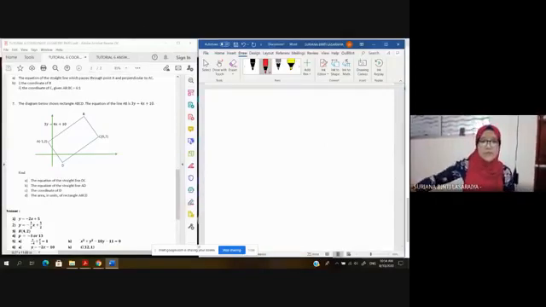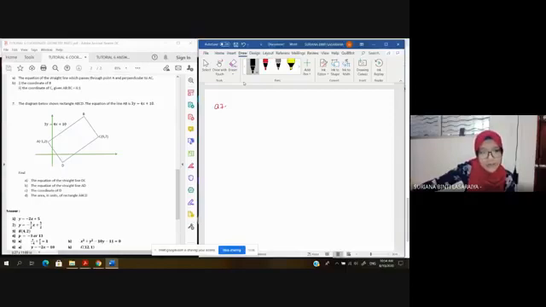Okay, question number 7. Question 7. Diagram below shows rectangle ABCD. The equation of AB is given by 3y equals 4x plus 10. Find the equation of DC.